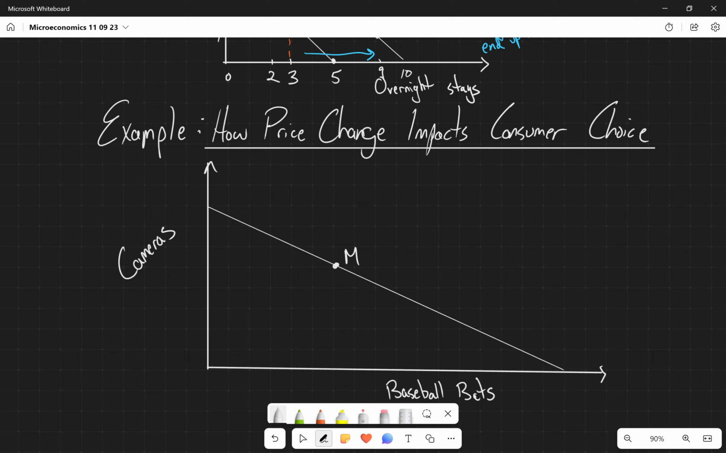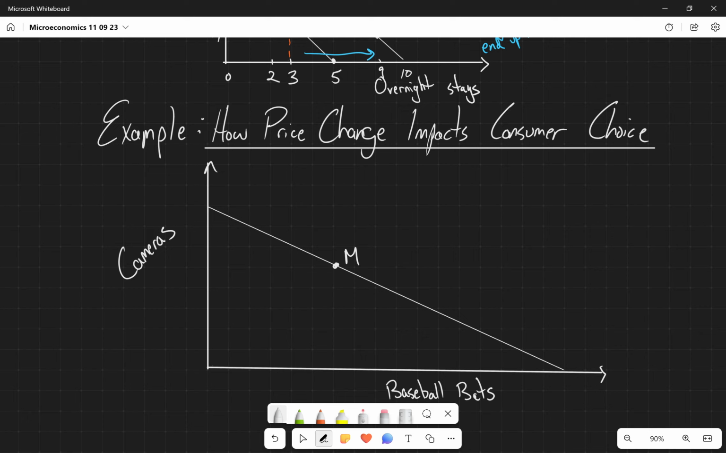So like I stated before, we're only going to be dealing with income and price changes. We're not going to deal with preference changes. That's kind of the other side of the equation. So when we're talking about price changes, again, it helps to use an example, right?